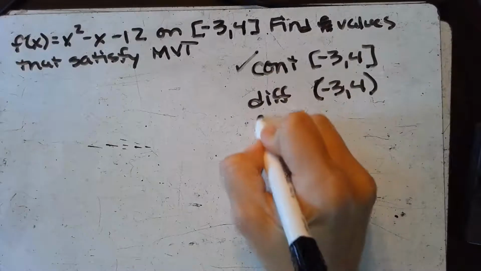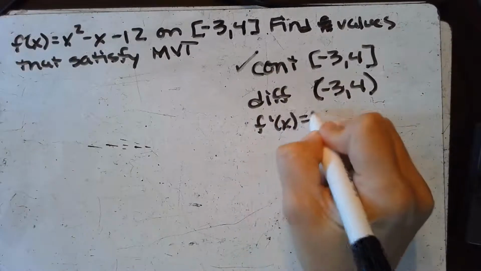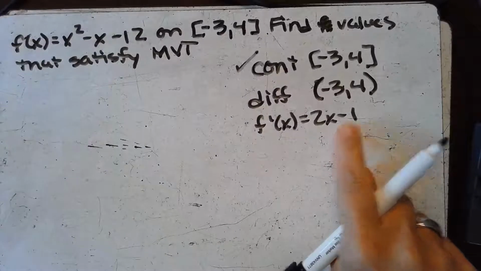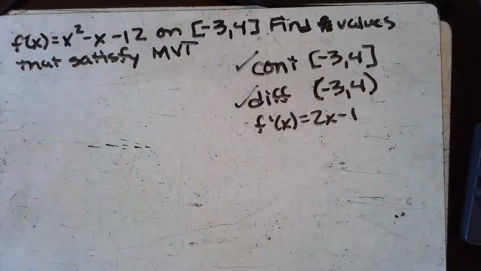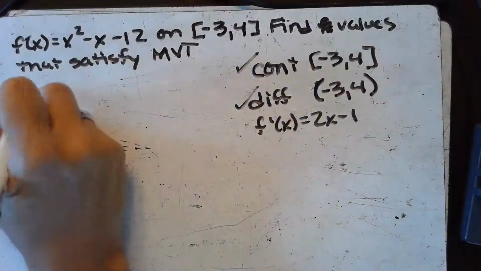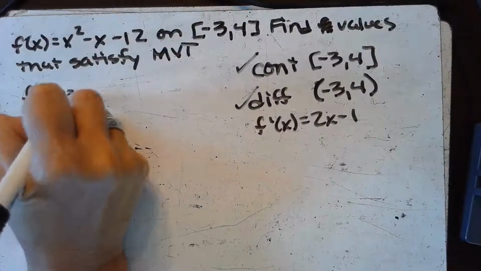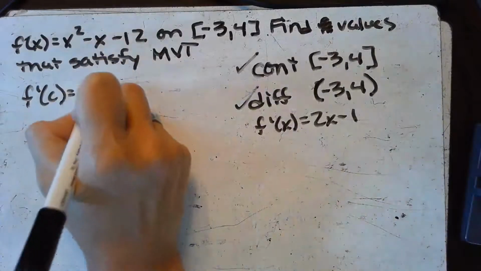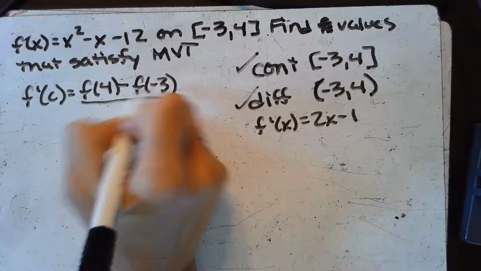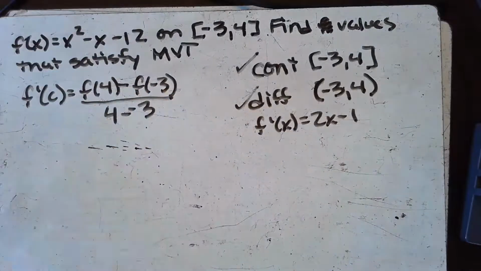Okay, well, let's think about this. F prime of x is going to be 2x minus 1. Is there anything x can't be? No. So it is differentiable on that interval. All right, so now I can go ahead and apply it. F prime of c equals, we're going to do f of 4 minus f of -3 over 4 minus -3.